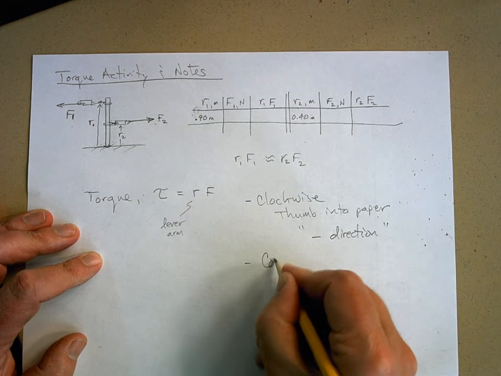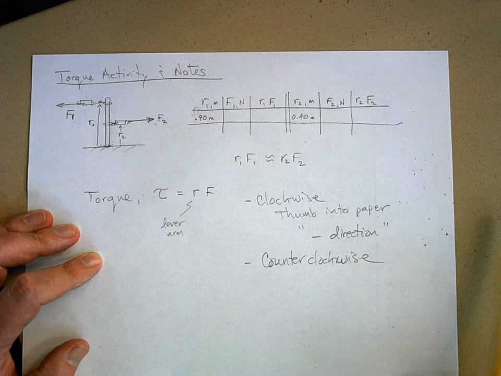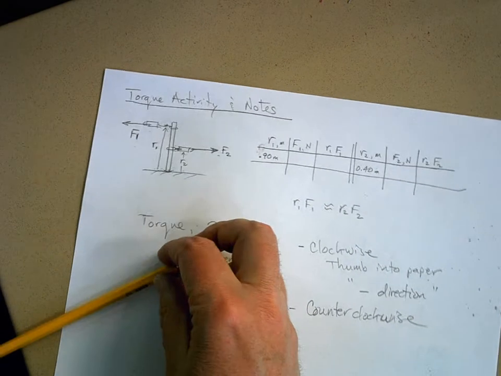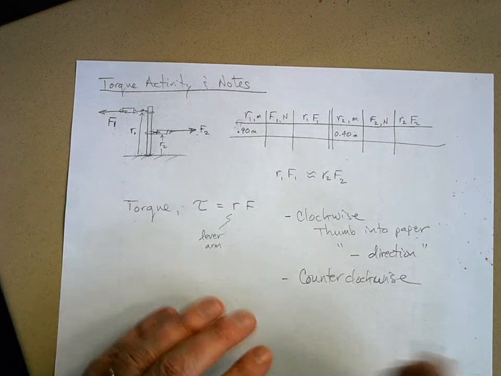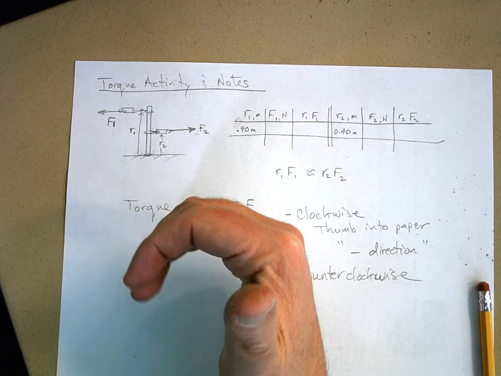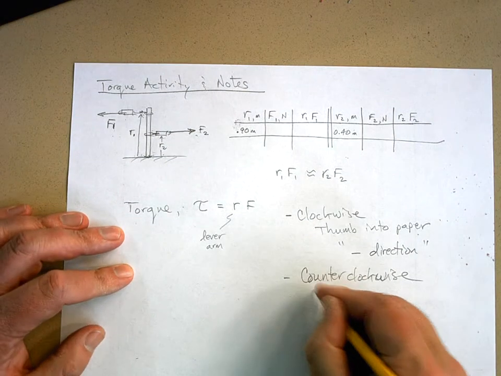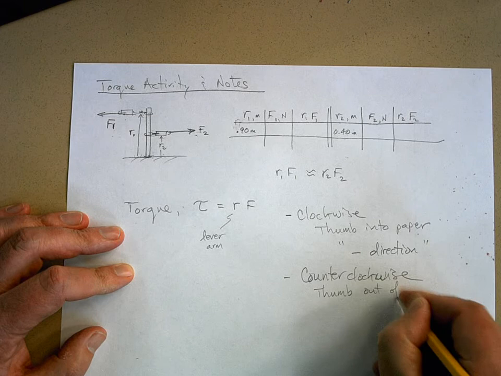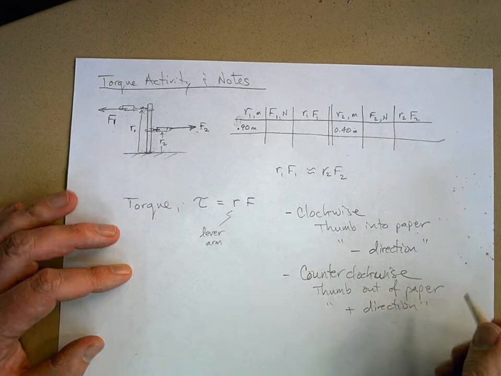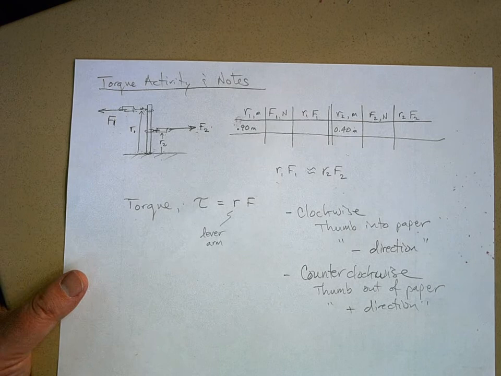Now, counterclockwise, let's take a look at F1. F1 makes this stick want to rotate like this, opposite to the direction our clock moves. So that's counterclockwise. Now, if I take my right hand and rotate my hand so that my fingers curl in a counterclockwise direction, my thumb is straight up. And we call that thumb out of paper the positive direction. So in essence, R2 F2 is a negative torque, R1 F1 is a positive torque. But they're equal to each other in terms of magnitude.